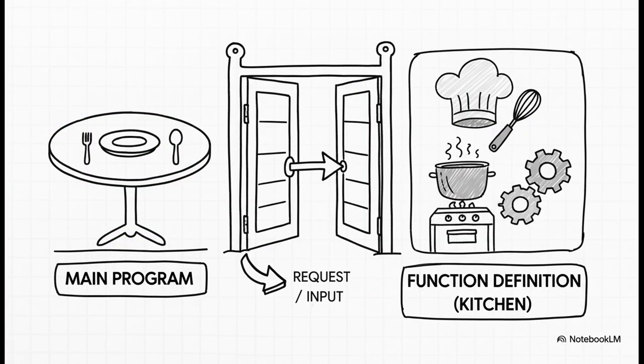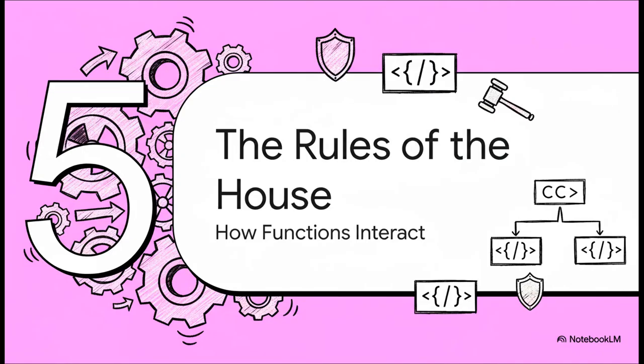And here it is, the kitchen, the function definition itself. This is the block of code, usually sitting down below main, that has all the step-by-step instructions. It perfectly shows that separation of concerns. The kitchen is separate from the dining room, and the function's detailed logic is separate from the main flow of your program. Okay, so we've got the flow down.